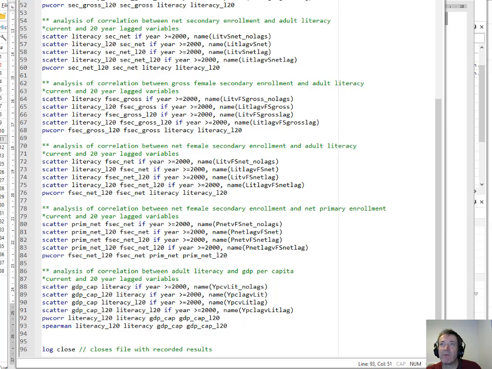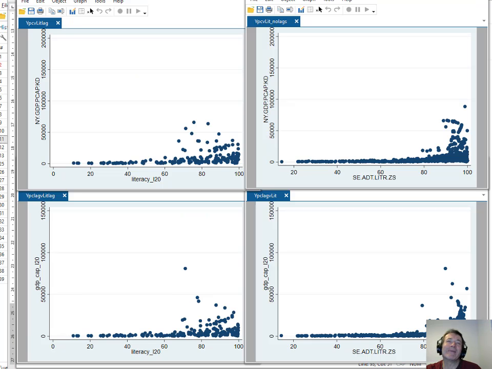Okay, so here are some commands that hopefully will let us look at adult literacy and GDP per capita. Let's run that, and I'll rearrange the graph so you can see what it looks like. Okay, so here's the first one, which is looking at literacy and GDP per capita.